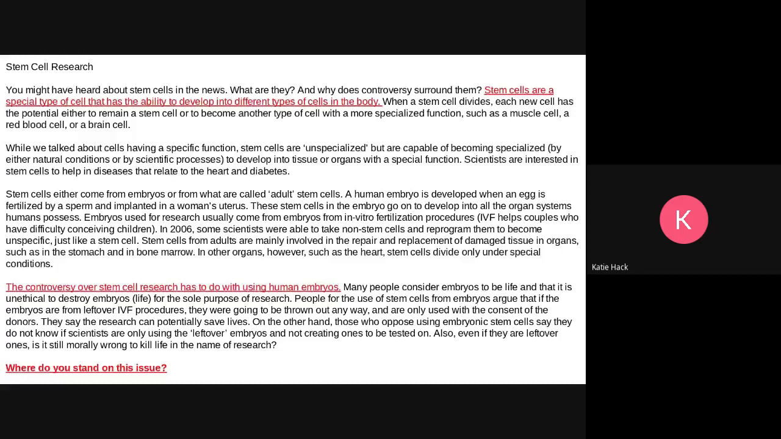I want you to tell me what you think a stem cell is, which we've outlined here. Why is there a controversy with stem cell research? And where do you stand? Do you think that it's unethical to use human embryos for research, or do you think that it's fine as long as it's leftover IVF, or is it okay to create brand new life? I want your opinion. So if you'll go ahead and write that out.